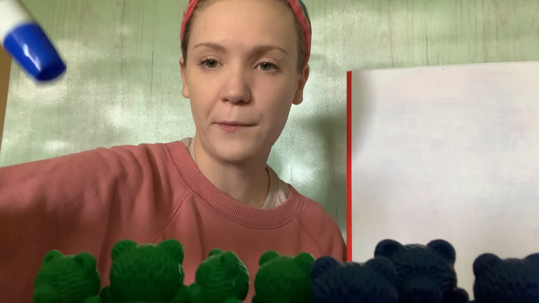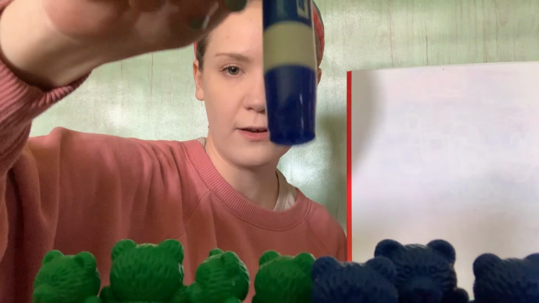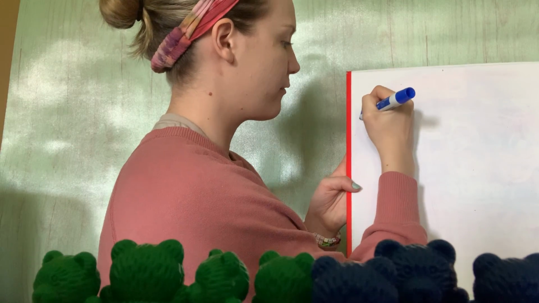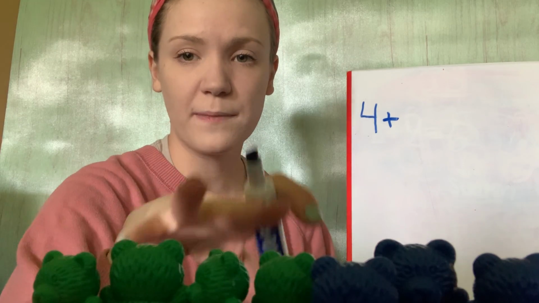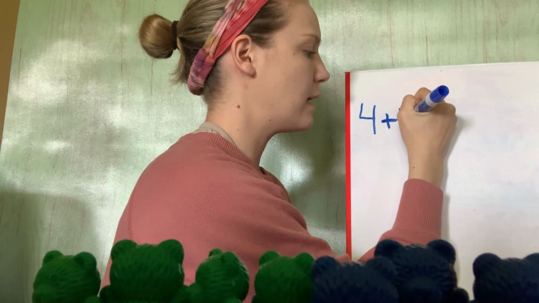What was the number of bears that we started out with? So how many green bears did I have at the beginning? So if you don't remember, we can count. Ready? 1, 2, 3, 4. So 4 is going to be our first addend. Now we added to our group, so our addition sign is needed next to that 4. Now, what did I add to my 4 green bears? I added my 3 blue bears. 1, 2, 3. So 3 is going to be our next addend, okay?